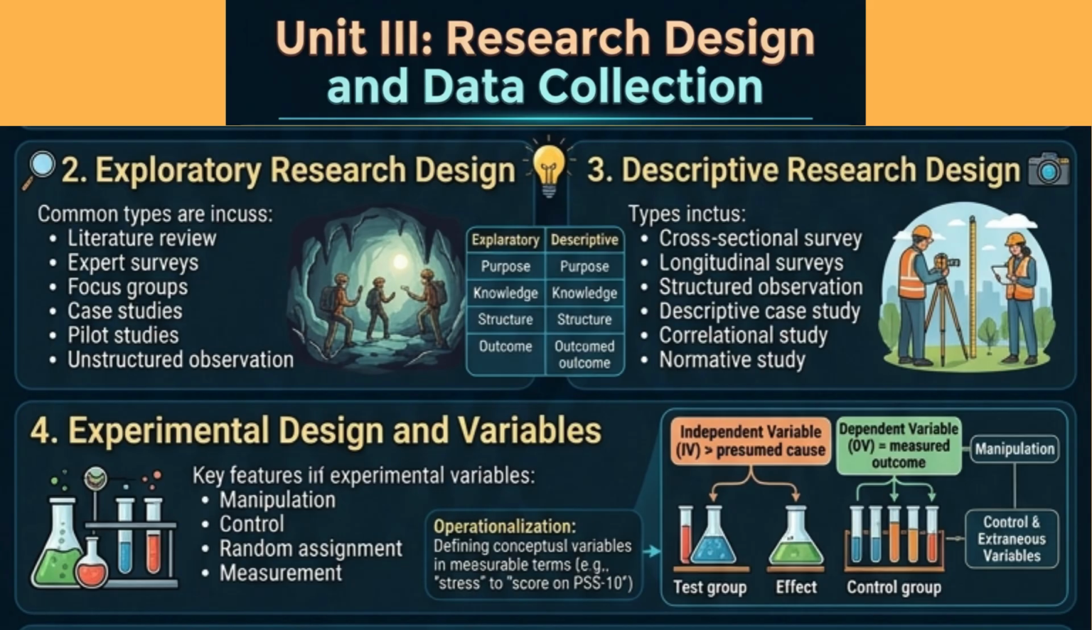A variable is any characteristic or condition that can take different values. The independent variable (IV) is the factor that the researcher manipulates or examines as the presumed cause. The dependent variable (DV) is the outcome that is measured and expected to change as a result of the independent variable. Control variables are factors that are intentionally kept constant to prevent interference with the study. Extraneous variables are unwanted influences that may affect the dependent variable. If these extraneous variables are not controlled, they become confounding variables and threaten the validity of the experiment.